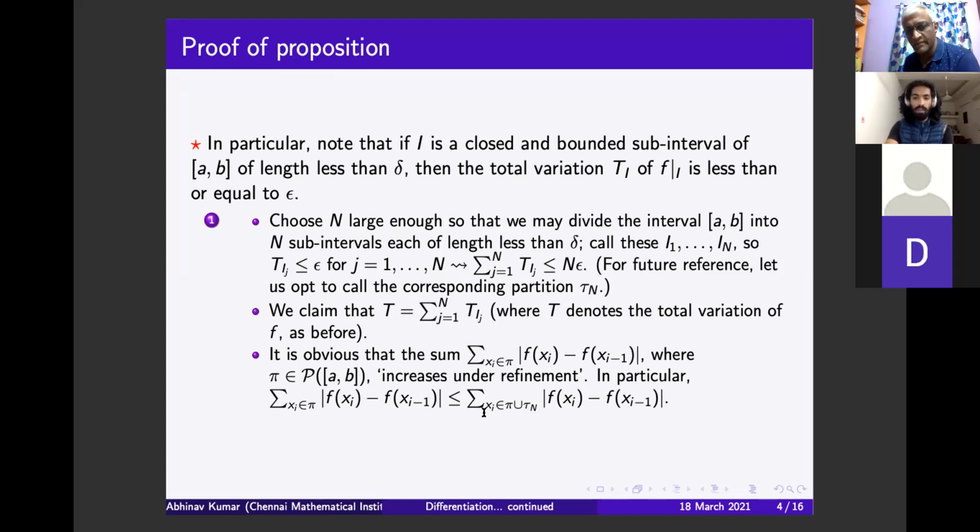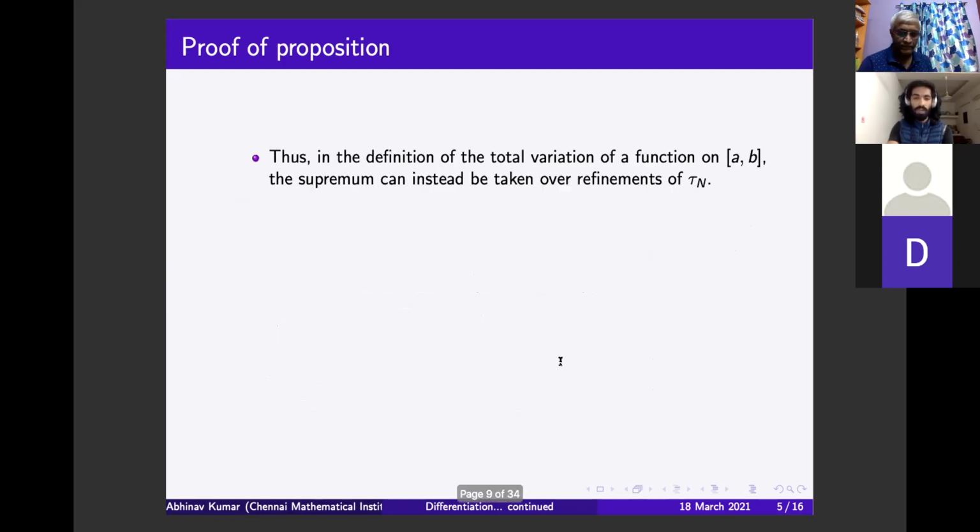So it increases under refinement, and in particular, proceeding via induction, if I consider the variation with respect to a partition pi, then the variation with respect to the refinement via tau sub n, so I just include all the points in tau sub n, which we have determined previously, this sum must be greater than or equal to this. So yeah, that is what I mean to say.